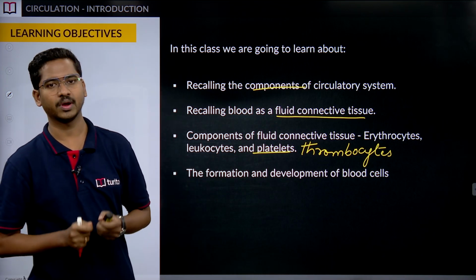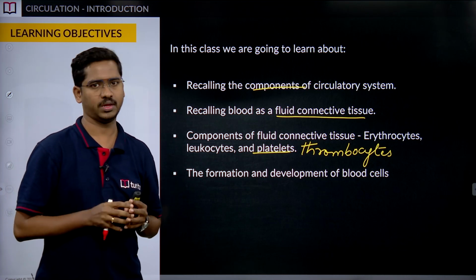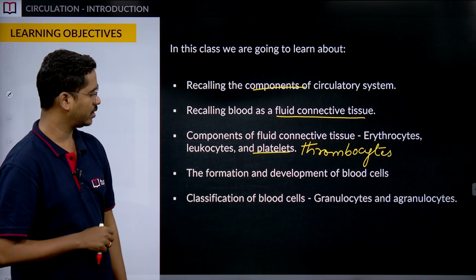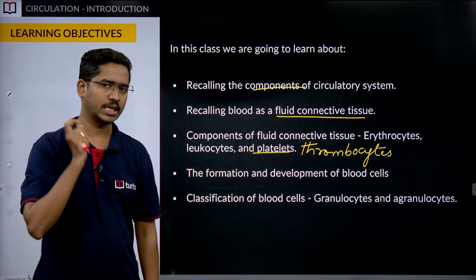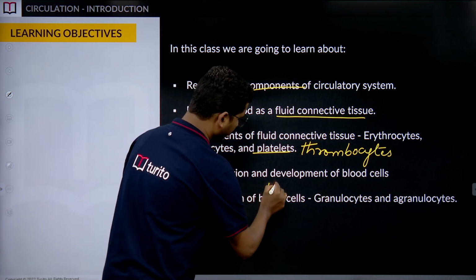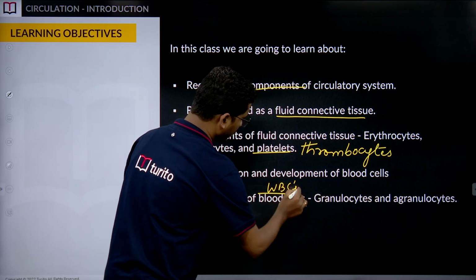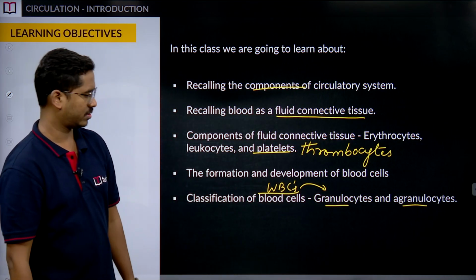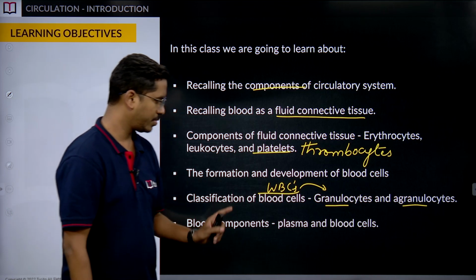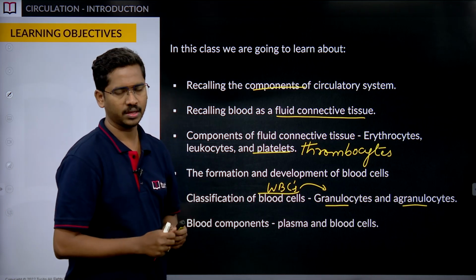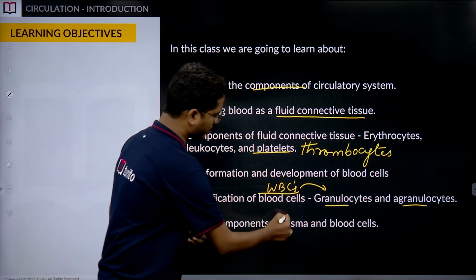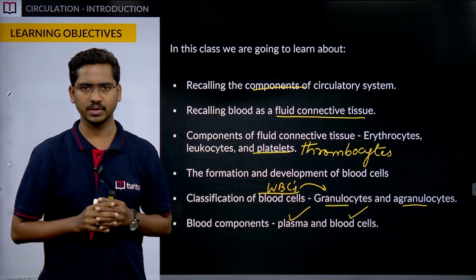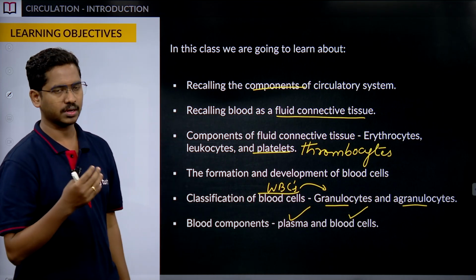And then we will also look into the formation and development of blood cells, how and where it happens, and then we will also look into the classification of the blood cells, especially the classification of the WBCs. We will try to classify the WBCs into granulocytes and agranulocytes. Once done, we will look into the different components present in the blood. There are primarily two components, the first one is plasma, the second one is blood cells. We will look into what this blood contains, the chemical composition.